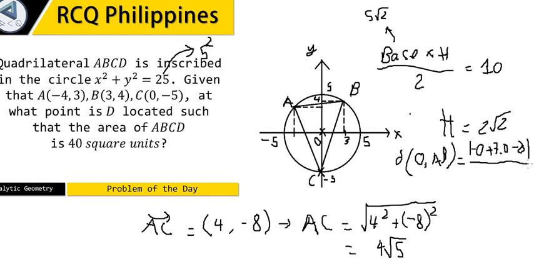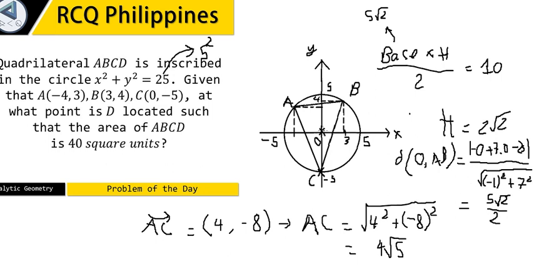Over the square root of negative 1 squared plus 7 squared, and we got about 5 multiplied with the square root of 2 over 2. So from point O to AB, the distance is about this one.